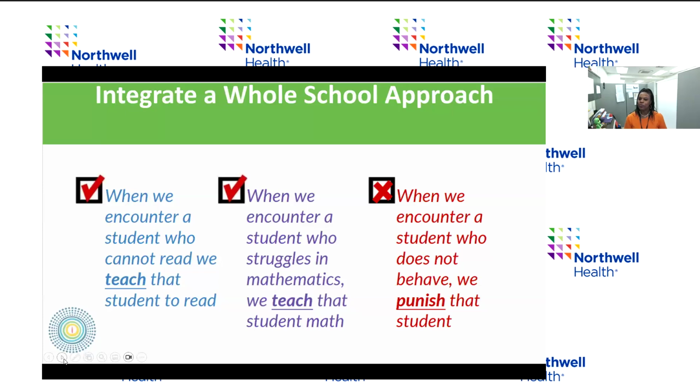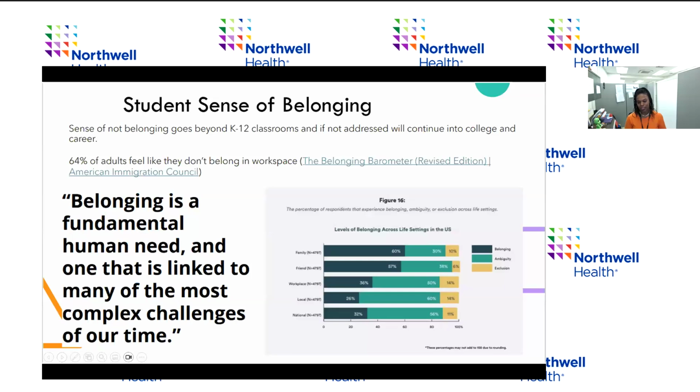Why can't we address the social and emotional need of a student the same way we address the academic need of a student? And with this blend of social, emotional, and academic, and using restorative practice, we can reach our students who are struggling socially and emotionally, just as much as students who are struggling in math or reading.